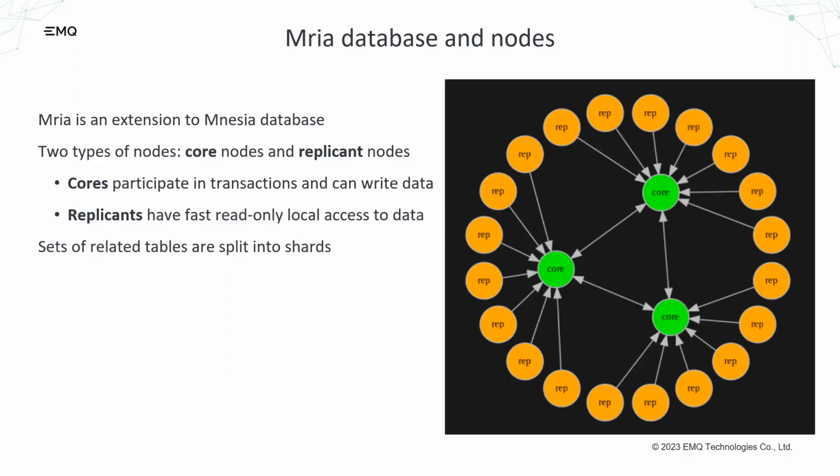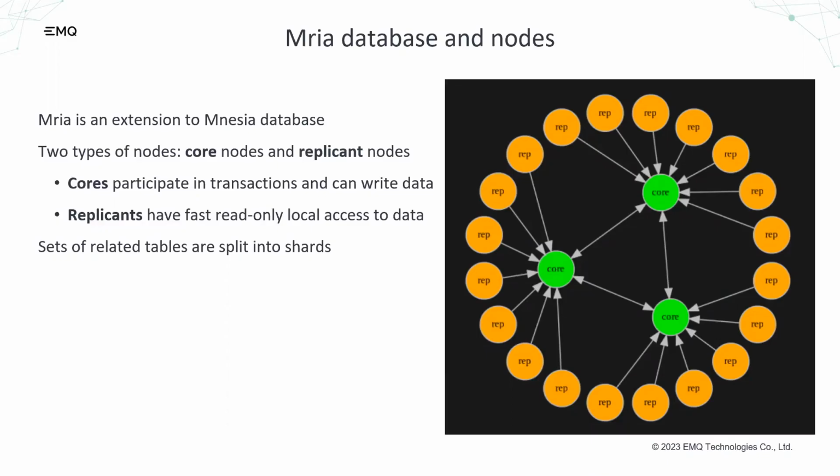The behavior of a core node is the same as that of Mria nodes in EMQX 4.x. Core nodes form a cluster in a fully connected manner, and each node can initiate write transactions, hold locks, and so on. Therefore, EMQX 5.0 still requires core nodes to be as reliable as possible in the deployment.